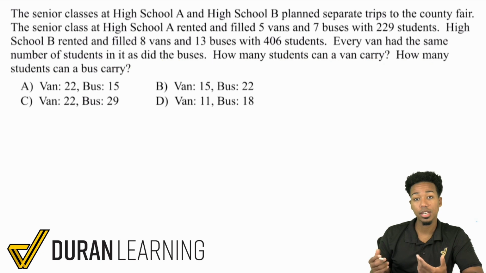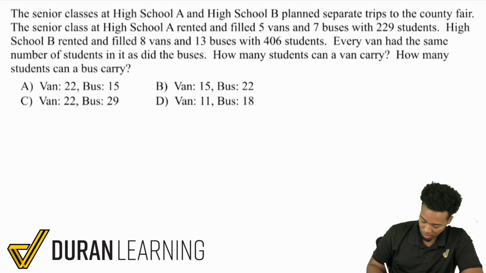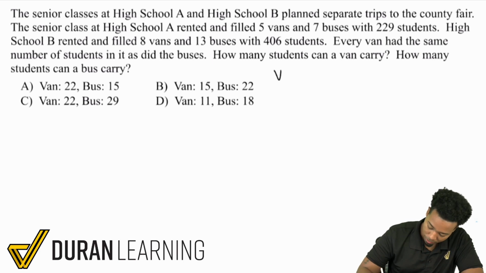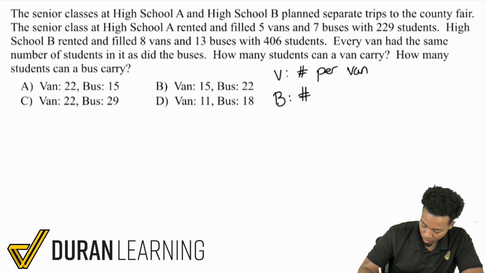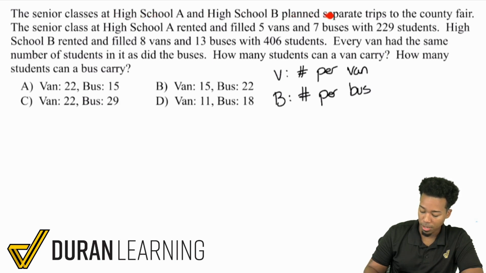So we're looking for, again, the number of students in each bus and in each van. So we'll set it up the same way here. We'll say V would be the number of students per van, and B would be the number of students per bus.